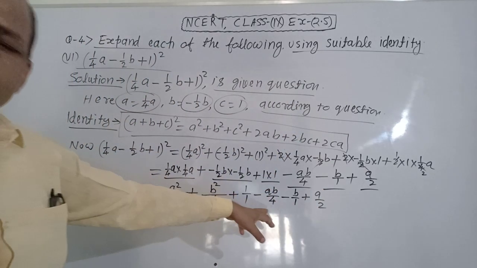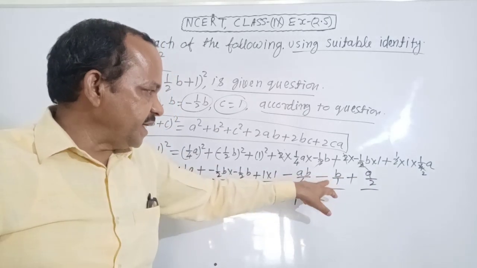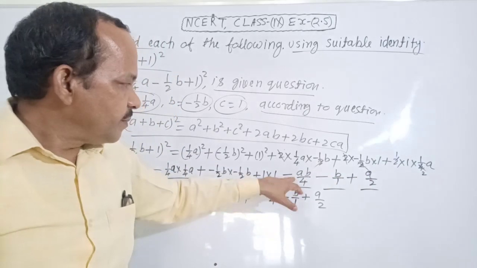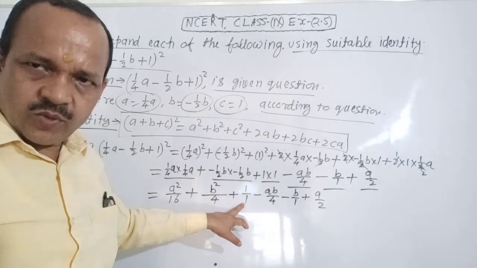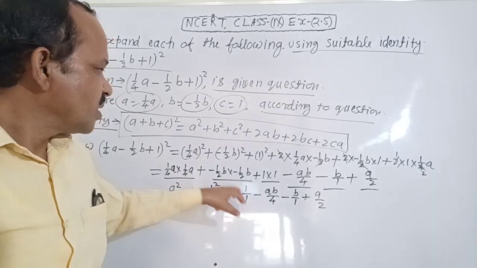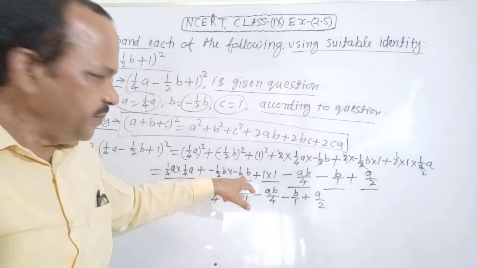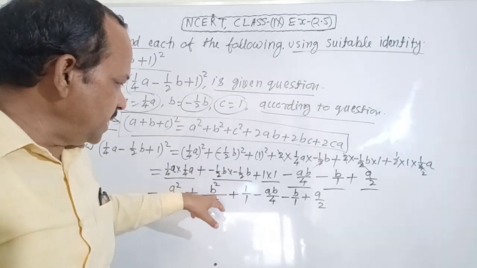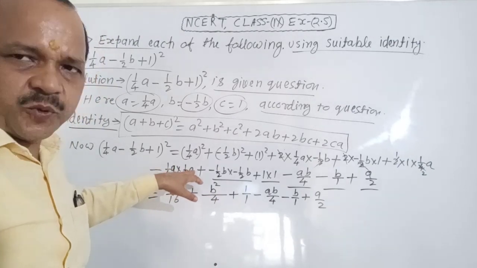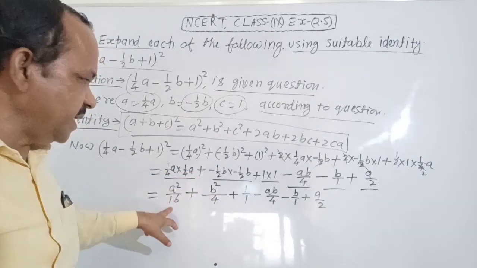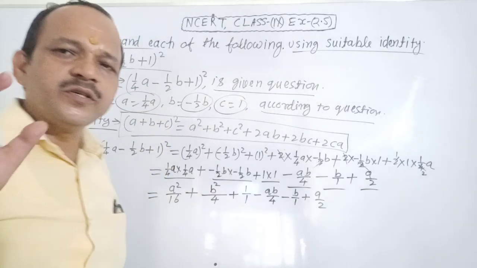Is it clear? No confusion about it? Here a by 2 is the same, minus b by 1 is the same, minus ab by 4 is the same. 1 multiplied by 1 becomes 1 by 1, minus 1 by 2b multiplied by minus 1 by 2b becomes plus b square by 4. 1 by 4a multiplied by 1 by 4a becomes a square by 16. It is your answer. You find your answer very easily.